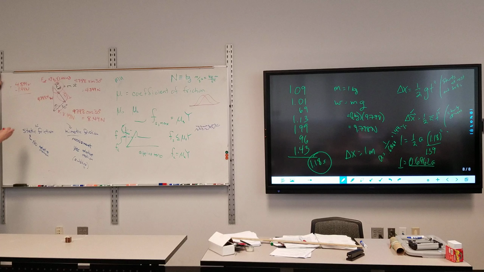And like I said, do this longhand. 3.459. That's equal to my friction, which is equal to my kinetic coefficient times the normal force, which we found to be that. So we have 3.459 equals mu sub k times 8.49. And we end up with a mu sub k of somewhere around 0.4. So this is newtons, that's newtons.